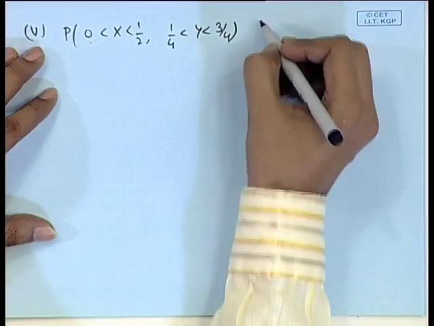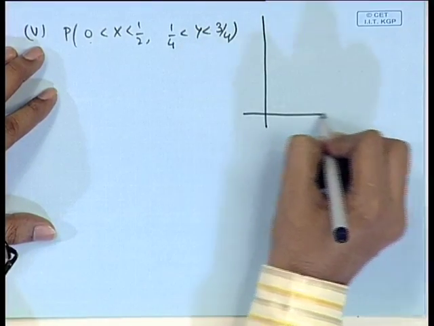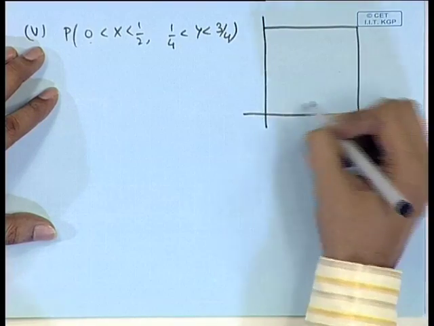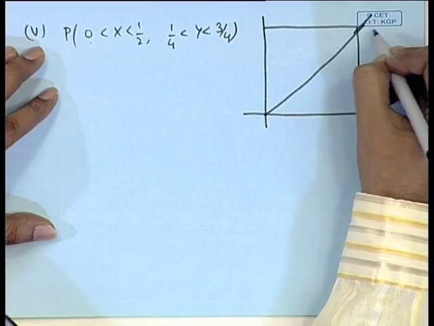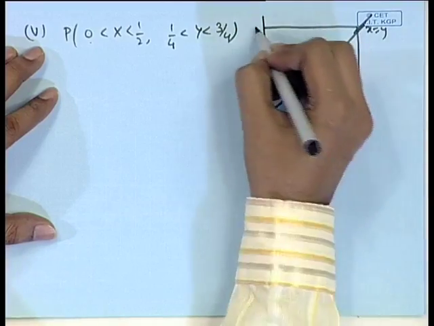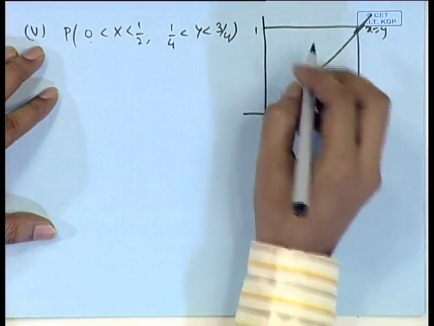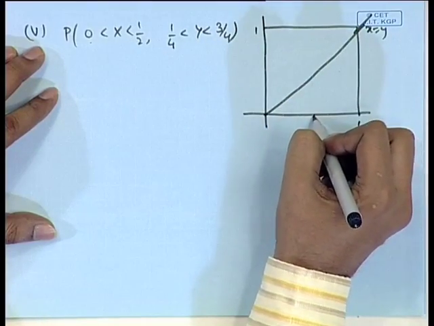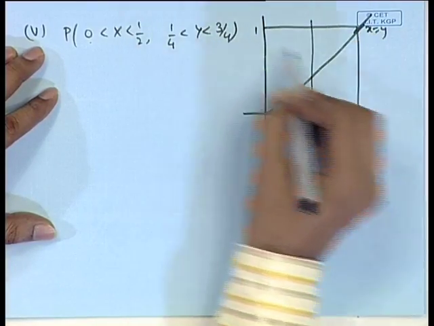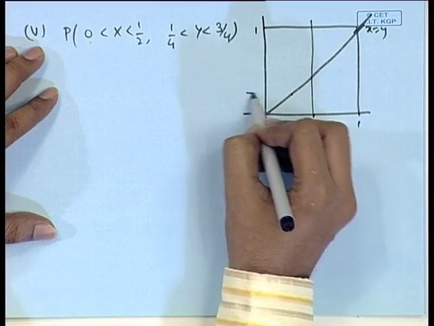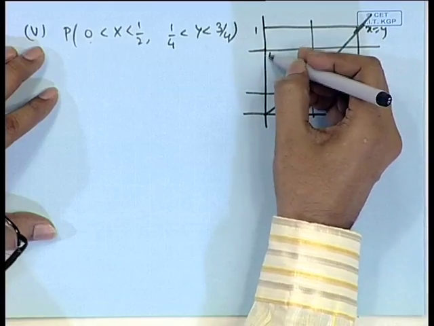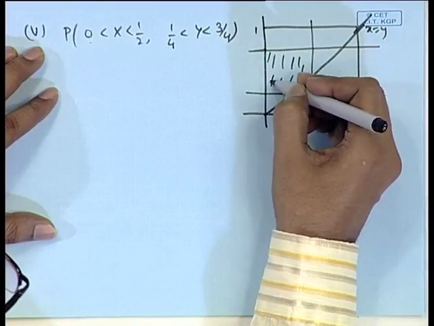Let us draw it separately, because this will confuse the region with the earlier one. The line x equal to y is this. x is between 0 and half, and y is from 1 by 4, that will be somewhere here, to 3 by 4. So, this is the region.